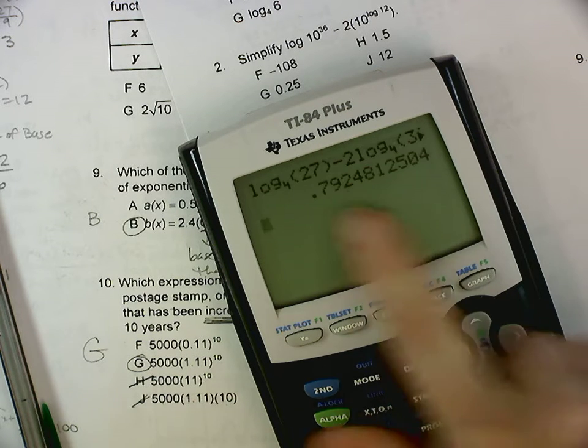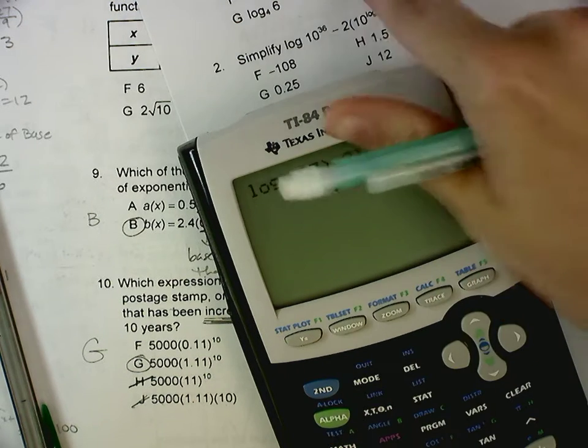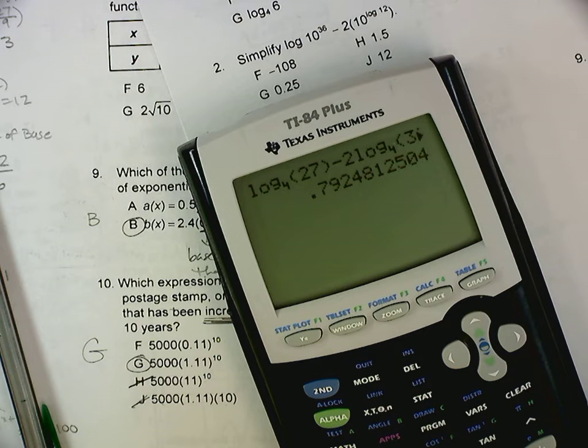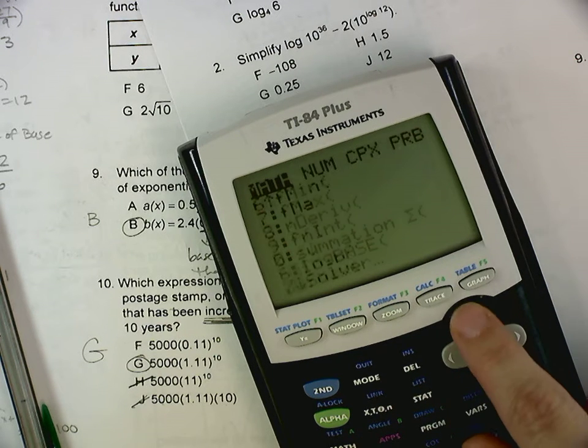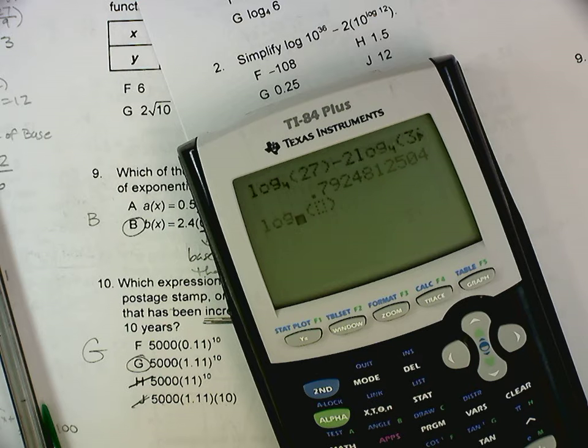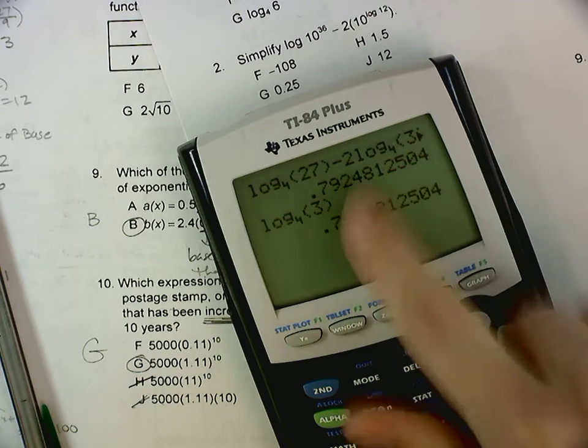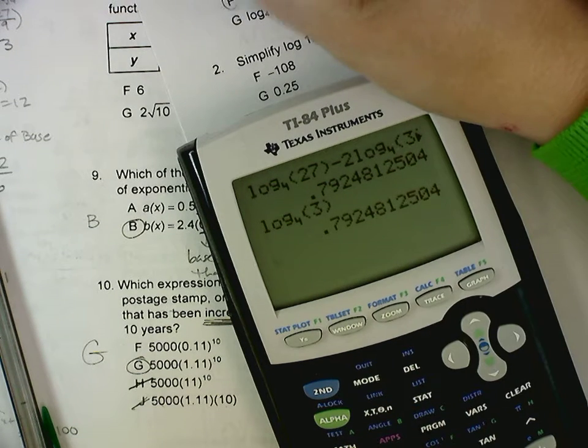Okay, so this is the decimal you get when you do the original problem. I said that that's the same thing as log base 4 of 3. And then see, those match, so I know that F is the correct answer.